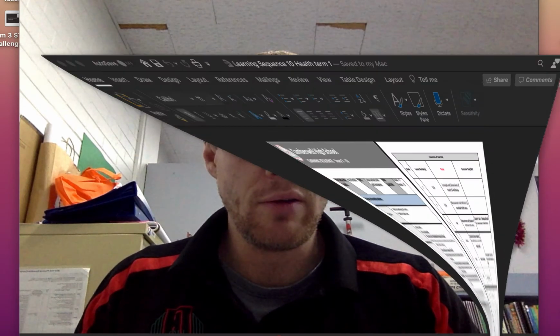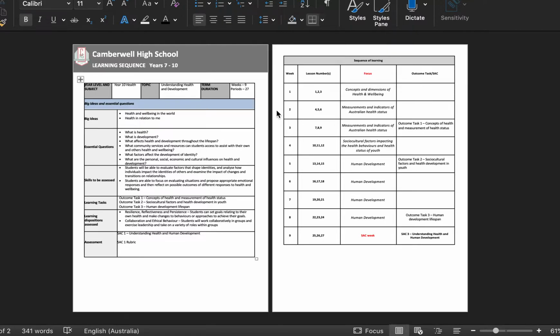So I'll just show you very, very quickly where we're up to. A reminder that we're right now in week 2 over here. So we're in lesson 5 and we're still focusing on the measurements and indicators of the Australian health status. And that's our topic again for next week. And then we have our outcome task about all of the work within the first 3 weeks.